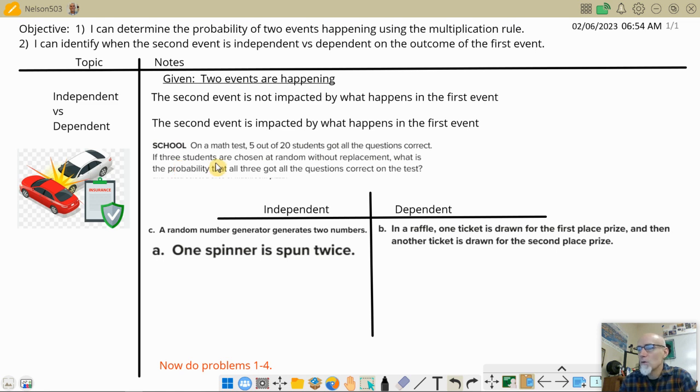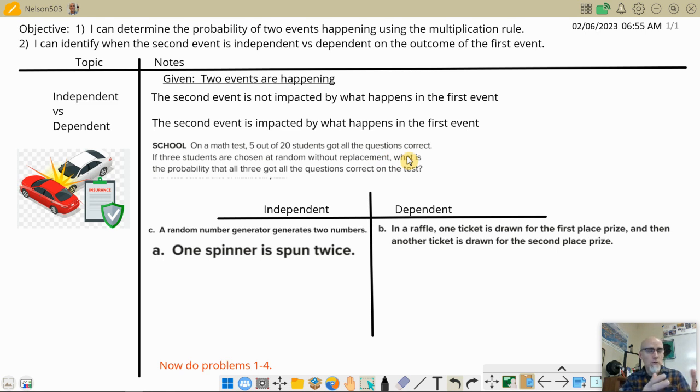On a math test, 5 out of 20 students got all the questions correct. If 3 of the students are chosen at random without replacement, what is the probability that all 3 got all the questions correct on the test? Now, they're choosing a student out of this group of 20, and they're saying, hey, they either got all questions correct, or they didn't, right?